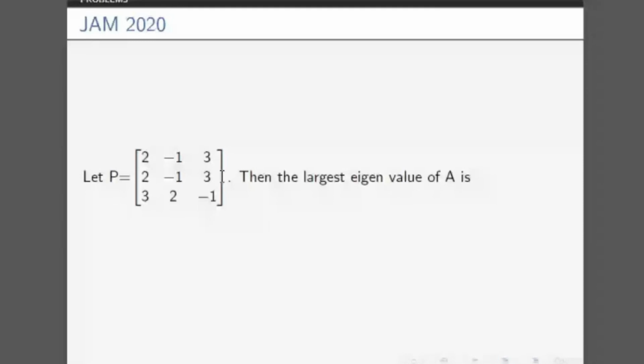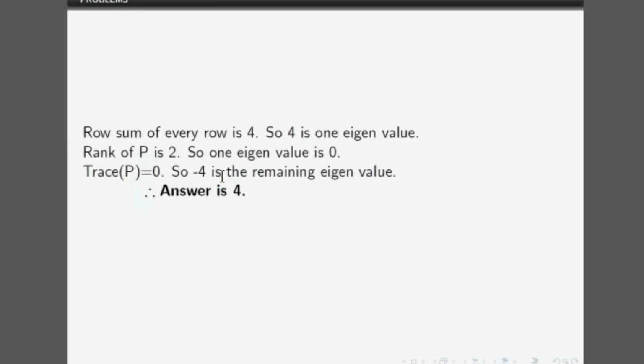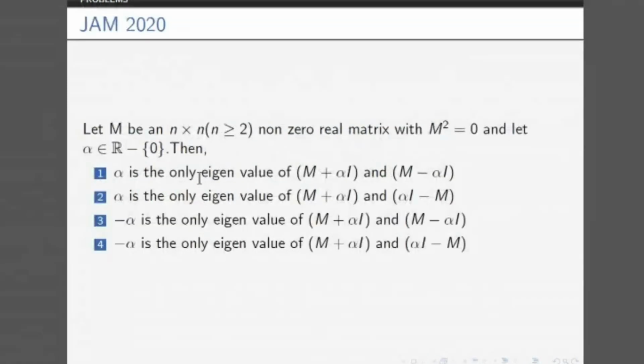So this is the next question. We have a 3 by 3 matrix given, and we are asked to find the largest eigenvalue of A. 4, ma'am. Okay, 4. I think that was a much easier question. The row sum of every row is 4, and its rank is 2. So one eigenvalue will be 0, and the other eigenvalue, from the rest of the computation, we get to be -4. Among these, 4 is the largest eigenvalue. That was an easy question, wasn't it? Okay, next one.